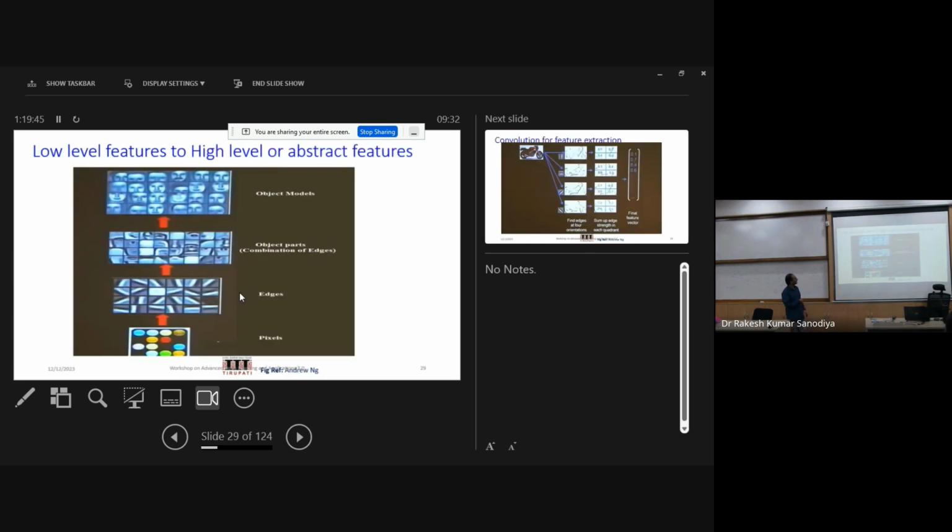So then comes the idea of learning, and it can learn the features in a layered structure, like we have in neural networks.